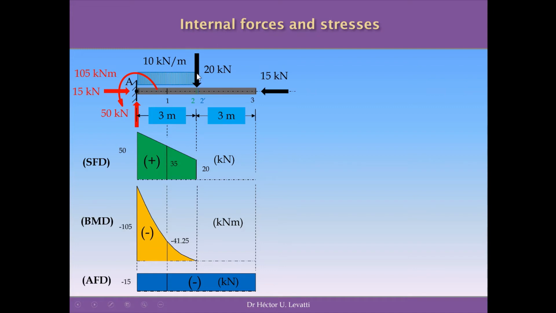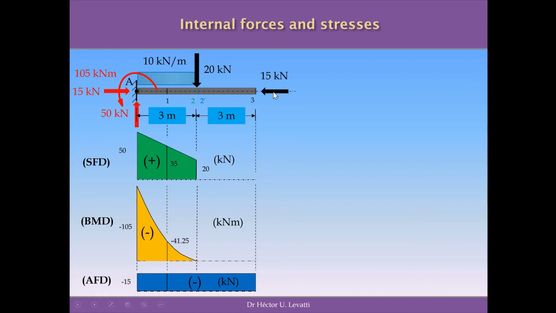You have this 20 kilonewton applied in the middle, which is a punctual load. You have this UDL, or uniformly distributed load, of 10 kilonewton per meter, and you have this horizontal force in here of 15 kilonewtons. After the analysis of the reaction, you will find that you have a horizontal reaction equal to 15 kilonewton going to the right.